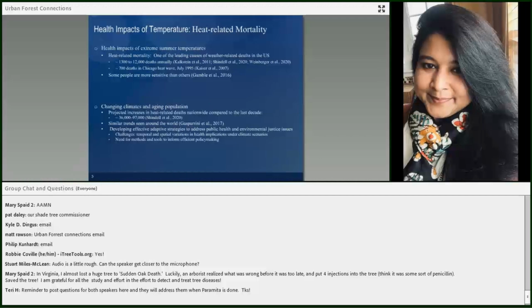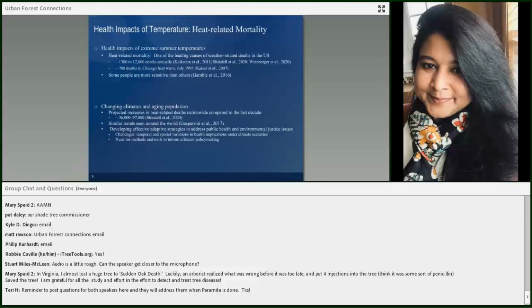And it's not just in the U.S.; there are similar trends around the world, and the framework that we are developing can be applied to other parts of the world as well. And so the need to develop effective adaptive strategies to address some of these issues is really increasing at a pretty quick pace. The challenge, however, is that there are a lot of variations, both spatially and temporally, in the health implications of these temperature changes.